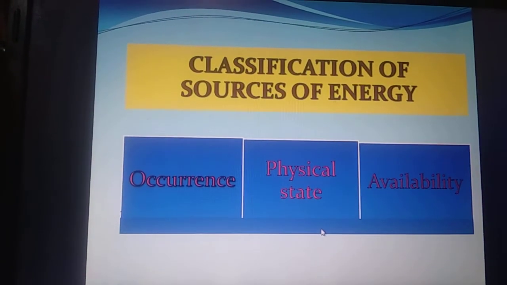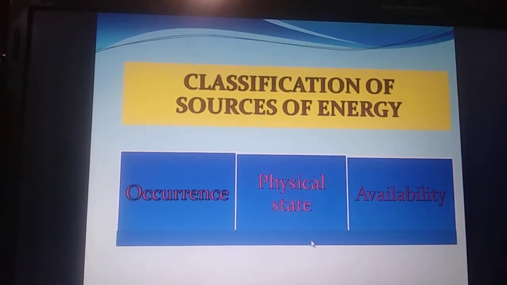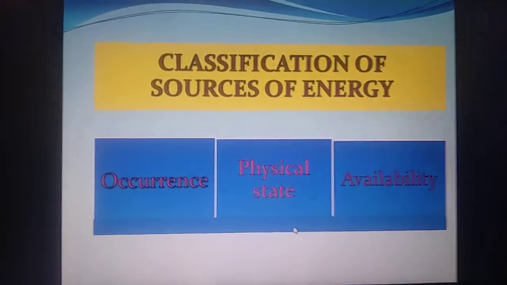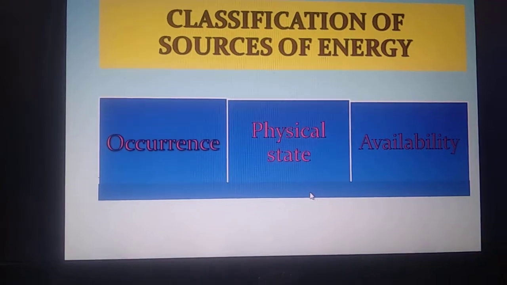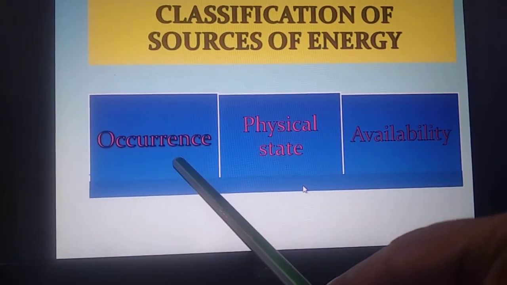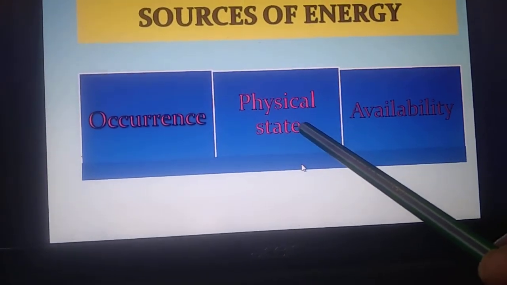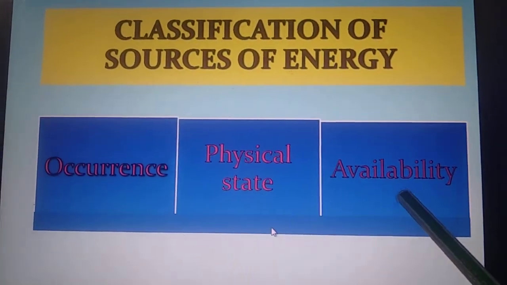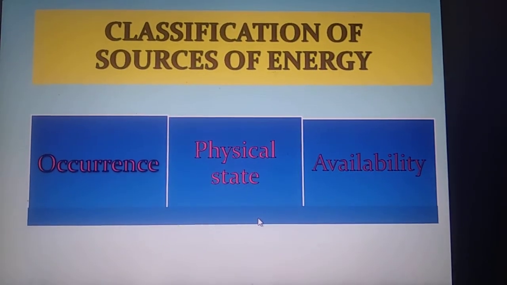Keeping all these points into consideration, we are going to learn about different sources of energy. These sources of energy are classified into different categories. The first classification is on the basis of their occurrence. Then the classification is on the basis of their physical state. And the third classification is on the basis of their availability. Now let us study all these classifications separately.